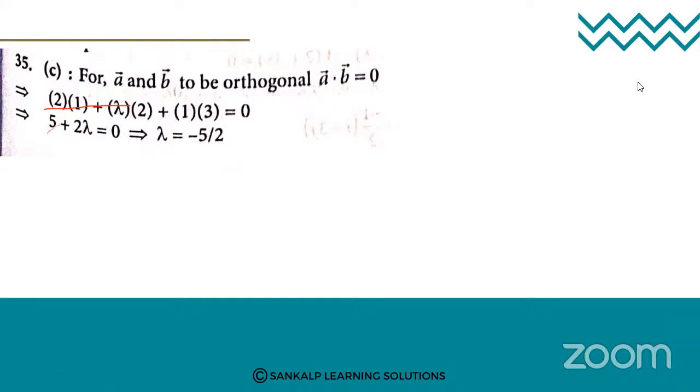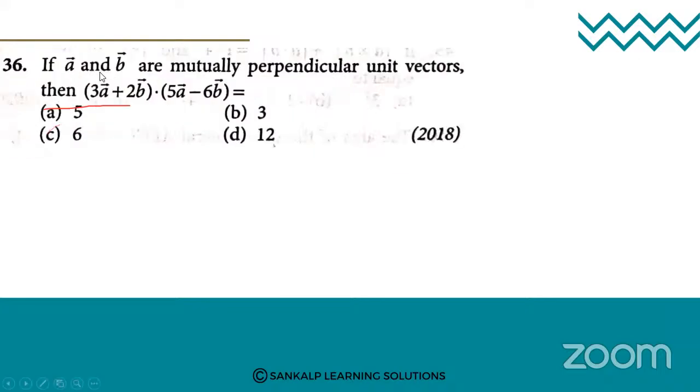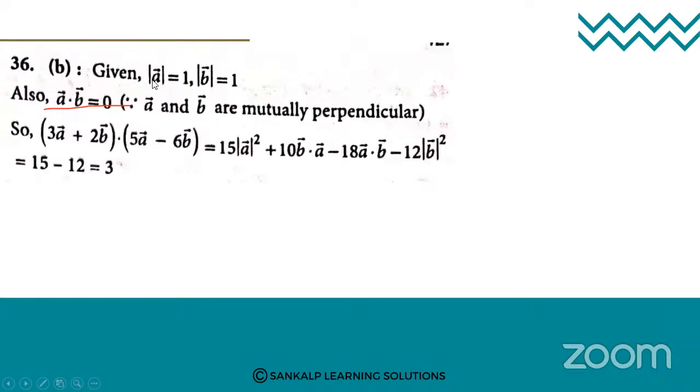Next example. If A and B are mutually perpendicular unit vectors, then (3A plus 2B) dot (5A minus 6B) is equal to? A and B are mutually perpendicular unit vectors, so their dot product will be equal to 0. We need to simplify and find the value. It is given that mod A is equal to 1 and mod B is also equal to 1 because they are unit vectors, and also A dot B is equal to 0.